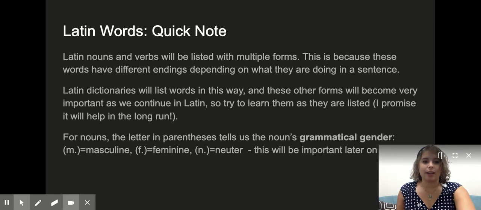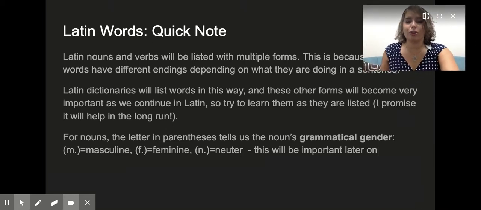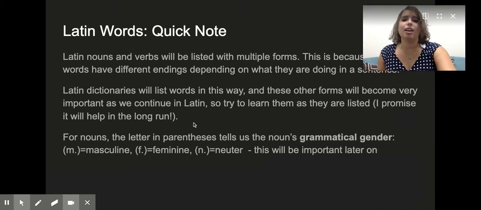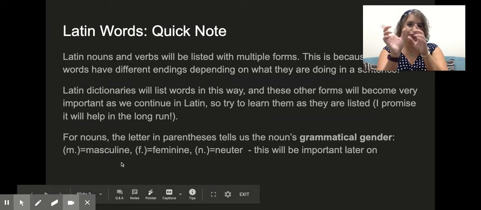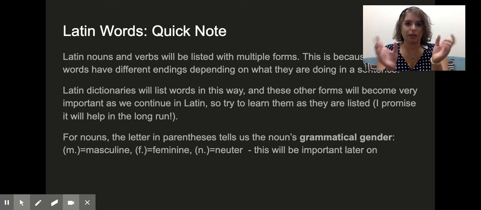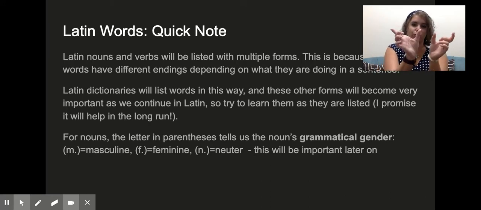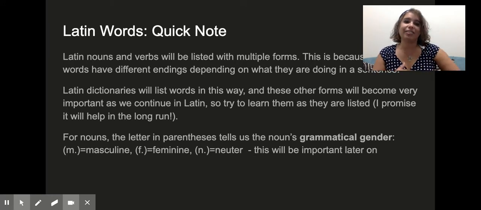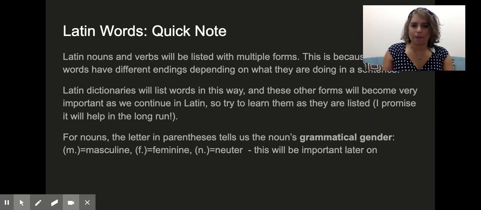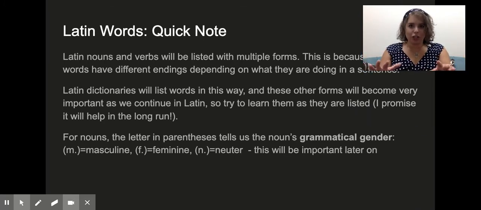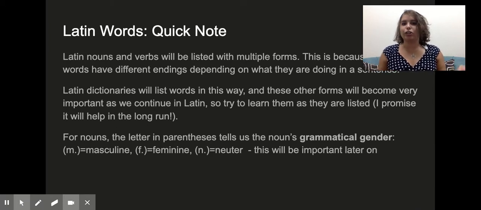As I said, a really quick overview of what these things are. For nouns, there are going to be 2 forms, and then there will be a letter in parentheses. The letter won't always be in parentheses, but there will be a letter after the 2 noun forms. And that gives you the noun's grammatical gender. Basically every noun in Latin is going to have a grammatical gender, either masculine, feminine, or neuter.